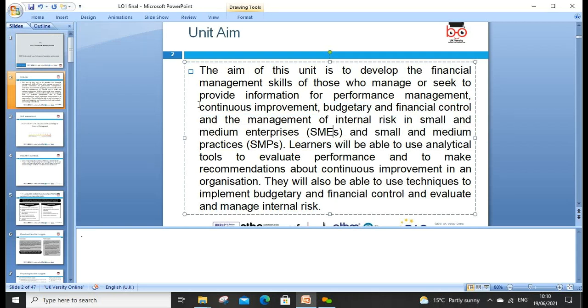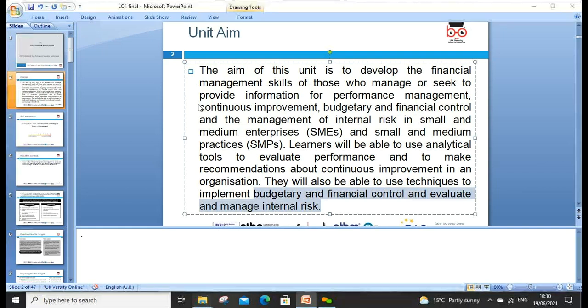Learners will be able to use analytical tools to evaluate performance. Different tools like financial ratios, the balanced scorecard, and various other models can be used to evaluate and measure performance. And learners will be able to use these techniques to implement budgetary and financial control, and evaluate and manage internal risk. So all this will be in our discussion.